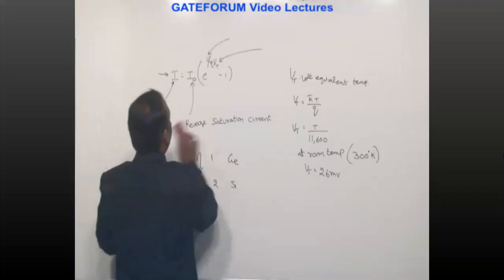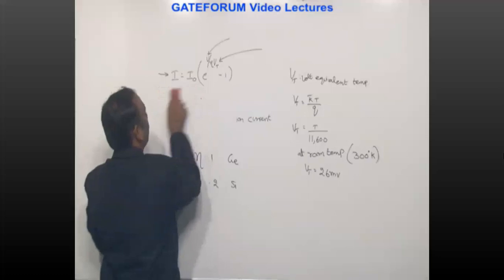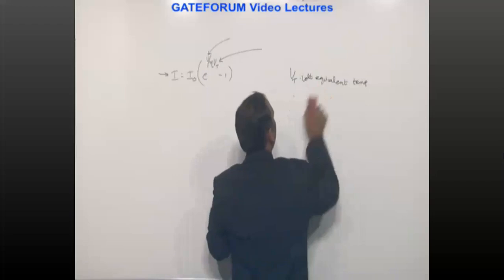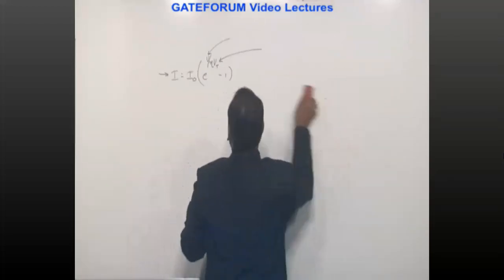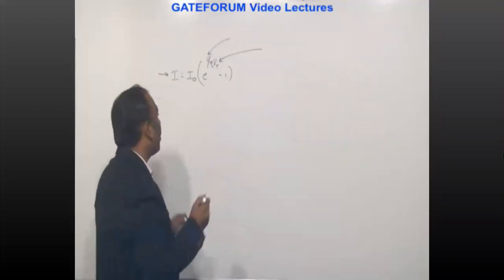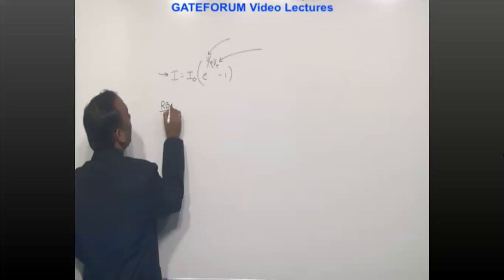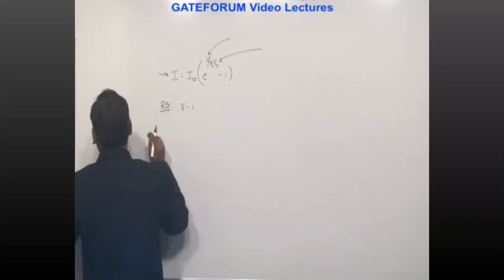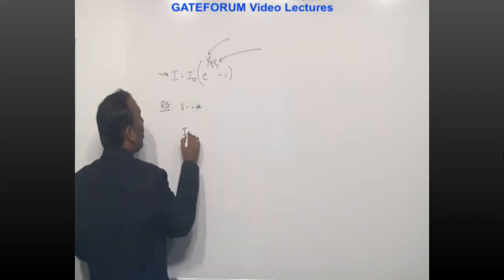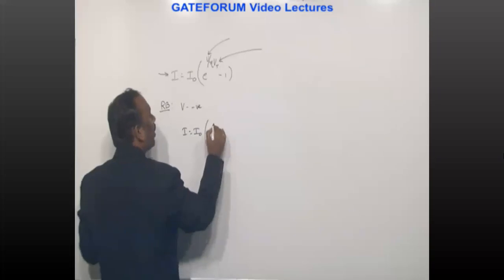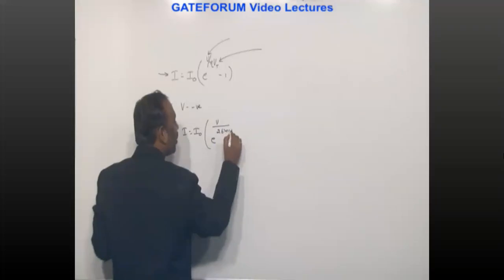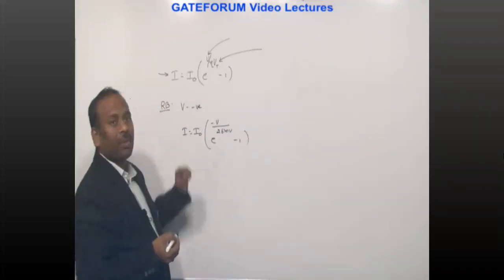Now comes how we are going to analyze this under forward bias condition and under reverse bias condition. Under reverse bias condition, V is a negative quantity. Therefore, I equals I naught into e power V divided by eta Vt, neglecting eta, Vt is 26 millivolts, minus 1. And this is minus voltage.